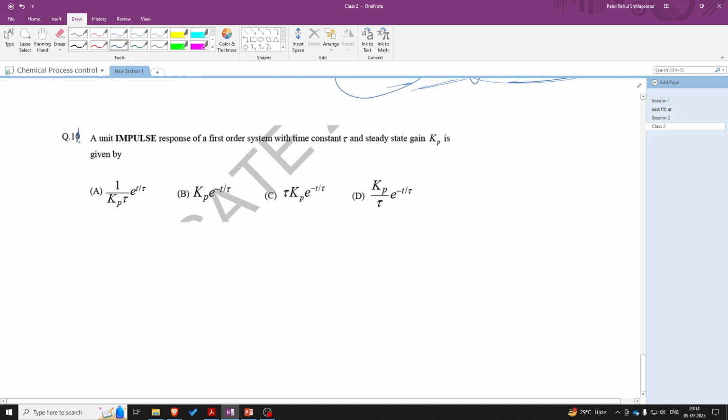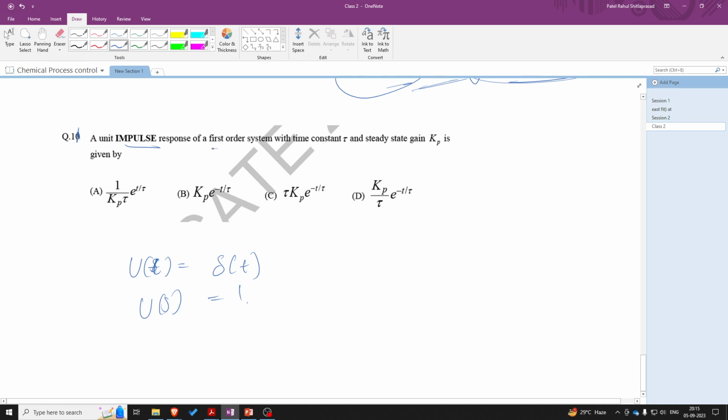So this is the first question that we are dealing with. The question is, a unit impulse response of a first order system with time constant tau and steady state gain Kp is given by dash. So this is a simple derivation that we will again derive. We had looked onto the response of step input as well as sinusoid input, but in this question we are asked to find the response corresponding to the impulse input. So for impulse input we can write this as u of t is equal to delta t. Corresponding to that, u of s will be 1.